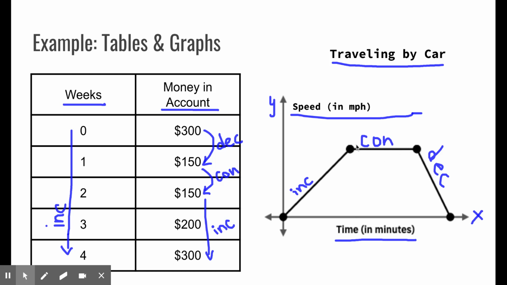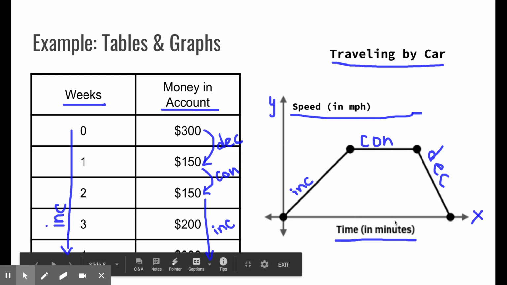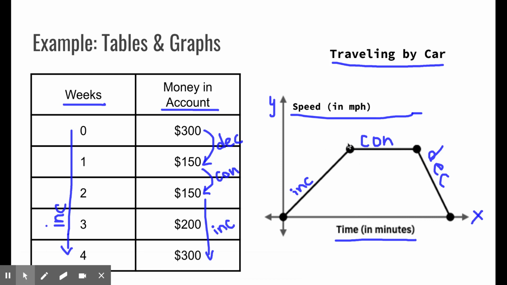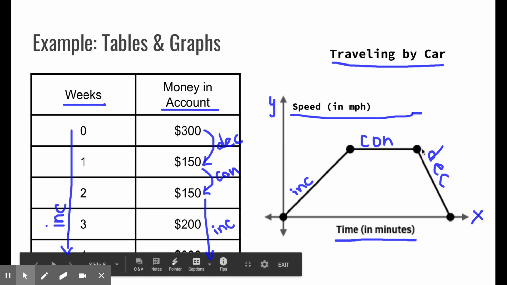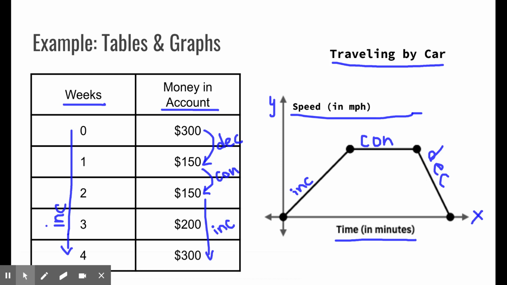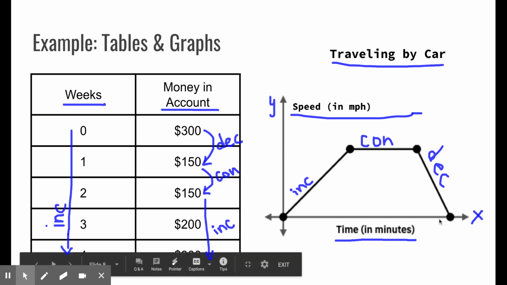That's not stopped, because if it were stopped, that speed would be 0 and we'd be down here. We don't know exactly what the speed is, but we know they're staying at that same speed for this entire portion of the time. And then for this last portion of their time, their speed decreases very quickly. So that means they're probably putting on the brakes and slowing down until they get all the way back to 0. So they came to a complete stop. Maybe there was a stop sign or a stoplight.